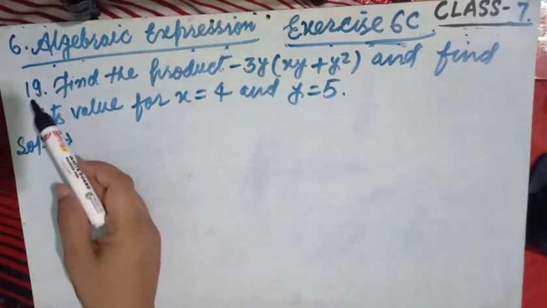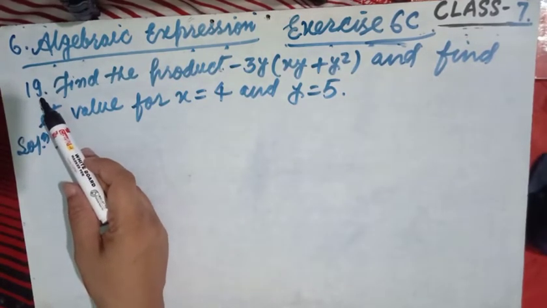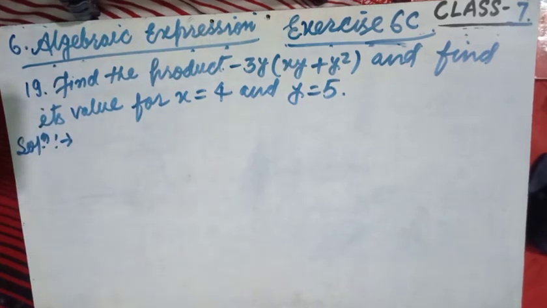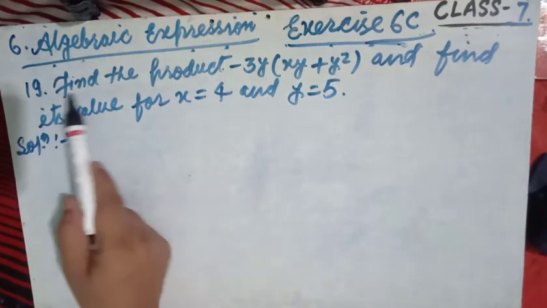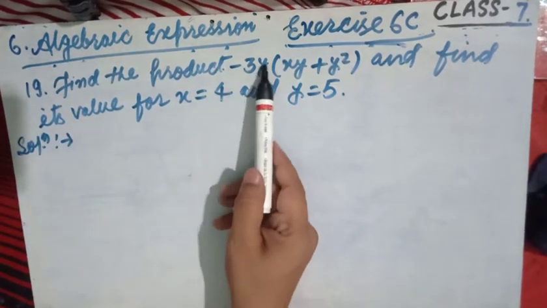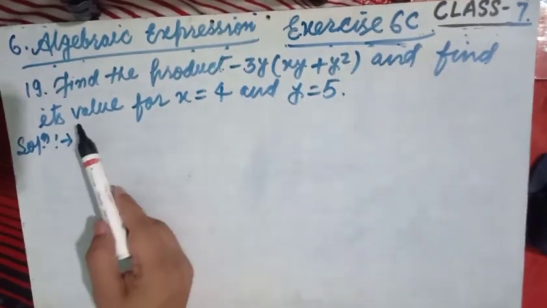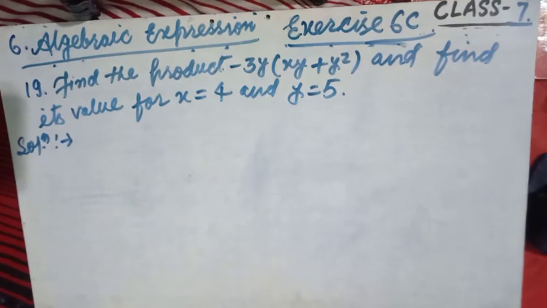Now friends, see we have taken question number 19. Why? Because questions 16, 17, 18 and 19 are similar type of questions. This is why we have taken only one question, question 19. Find the product of -3y and (xy + y²) and find its value for x = 4 and y = 5.